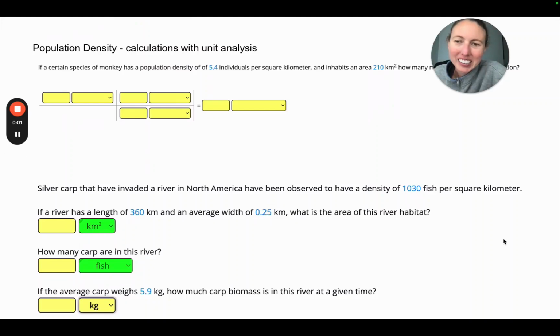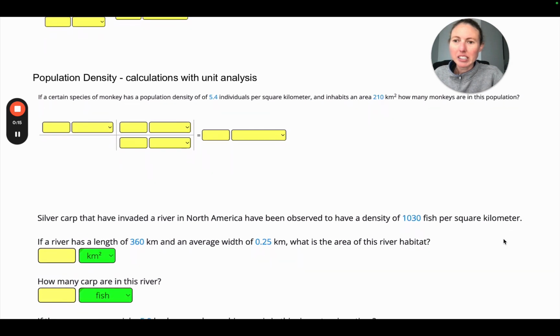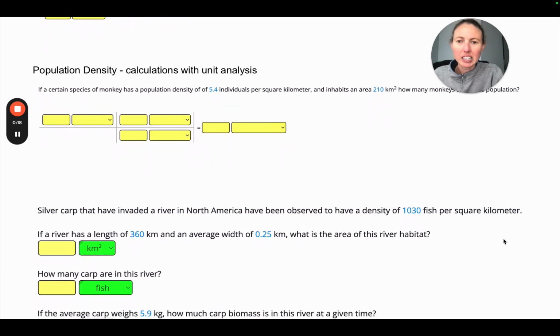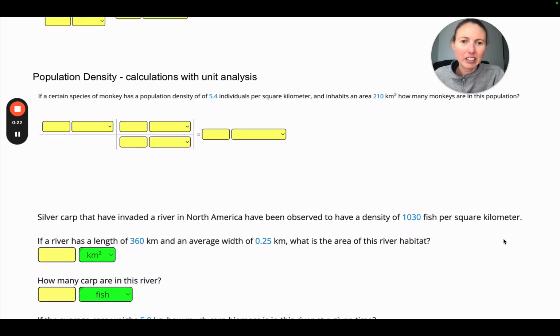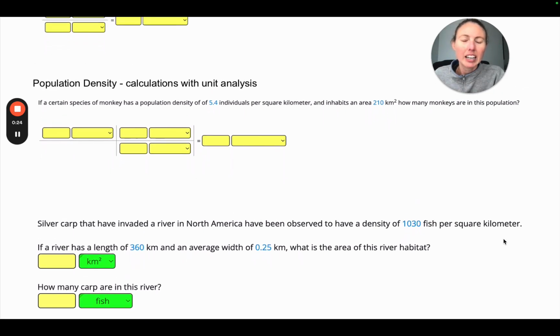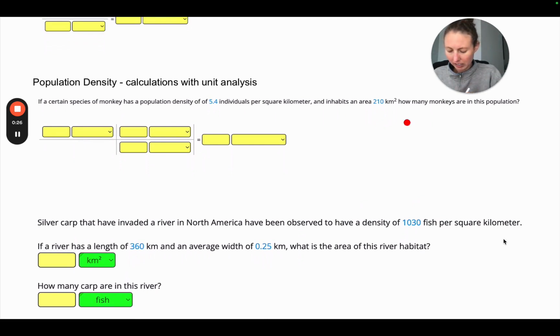Hey, environmental science students. We're going to do some population density calculations, and these ones use unit analysis. Some of them have the scaffold for you with the little spots set up, like this first one I'm going to show you. If a certain species of monkey has a population density of 5.4 individuals per square kilometer and inhabits an area of 210 kilometers squared, how many monkeys are in this population?